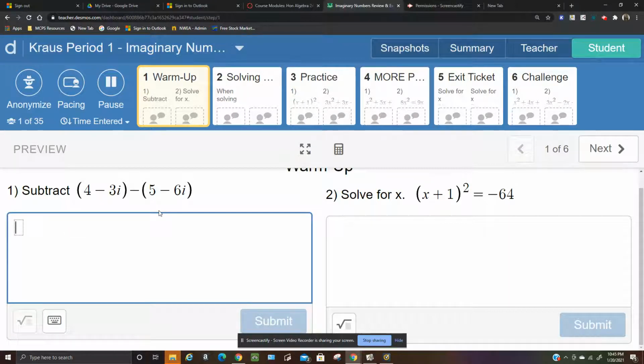So if I want to subtract these, it's going to be 4 minus 3i minus 5 plus 6i, and then just combine like terms. 4 minus 5 is negative 1, minus 3i plus 6i is plus 3i.